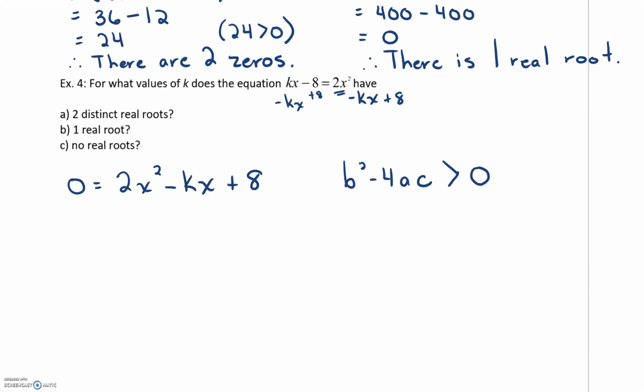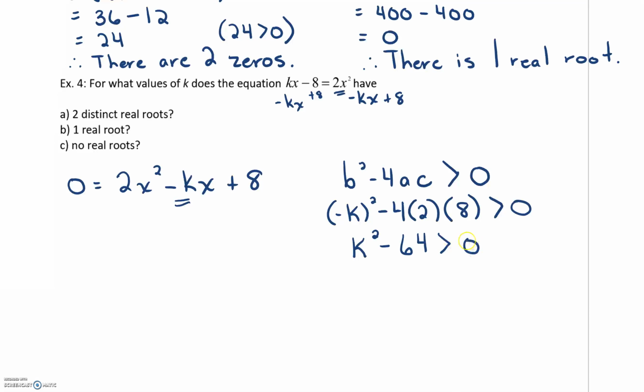So our b value is negative k. I know that's a little bit weird, but whatever. Negative k squared minus 4 times your a, which is 2, and your c is 8. These are inequalities, so you have to make sure that you put, oh, not 8 there, put a 0. Greater than 0 instead of an equal sign. So negative k times negative k is k squared. 4 times 2 is 8. 8 times 8 is 64. There's only one negative, so just like that.